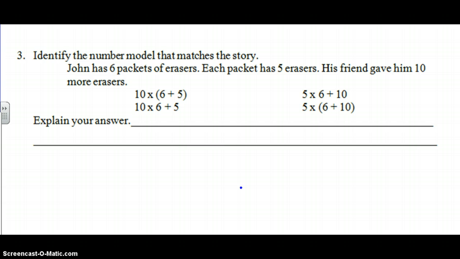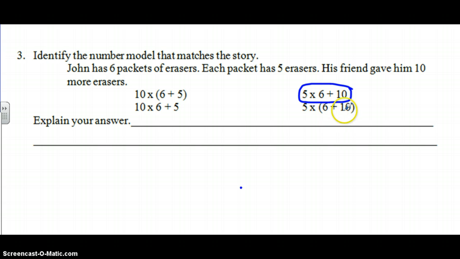Now let's move on to number 3. Of all the choices here, the best choice to match the number model here for the story of John having 6 packets of eraser, each pack has 5 erasers, and then his friend gives him 10 more, is this one, because I'd want to do 5 times 6 first and figure out that I have 30 erasers, and then add the 10 that my friend gave me.